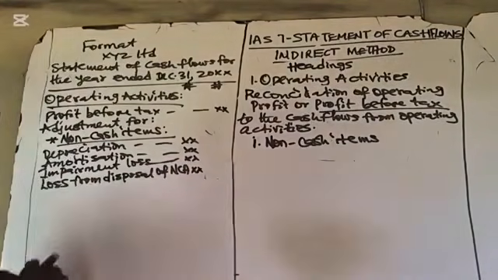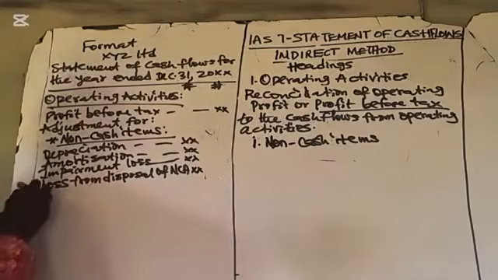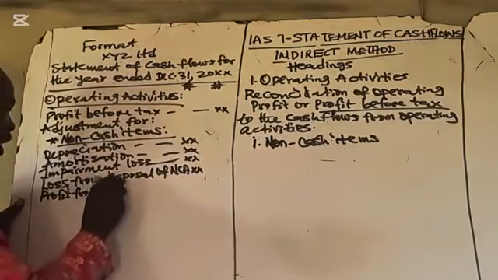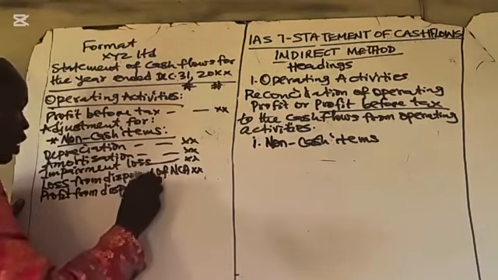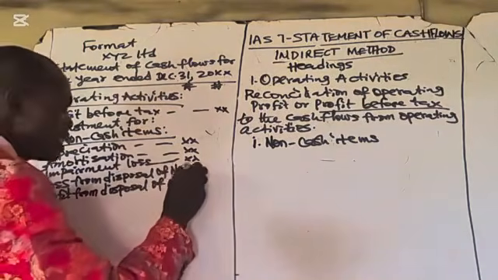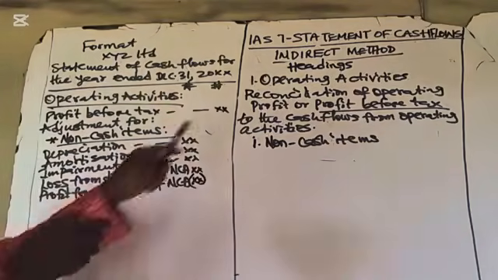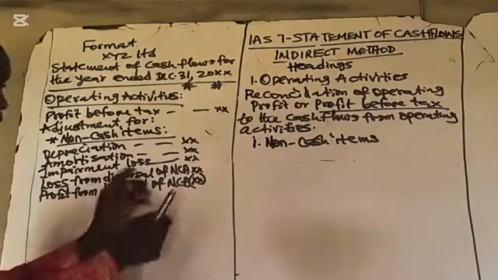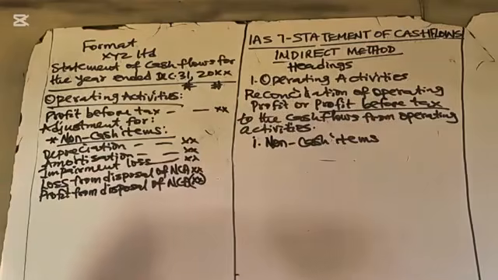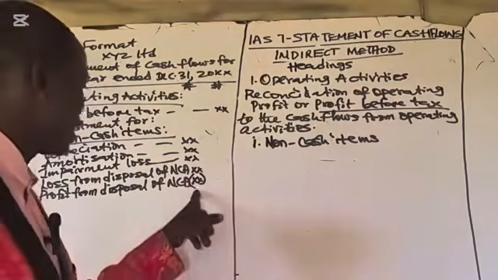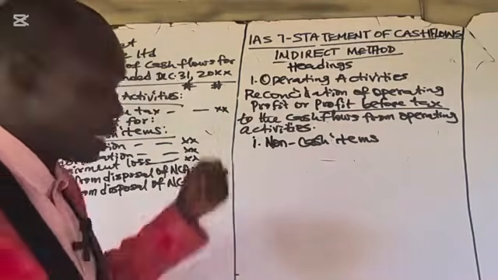Take note of that. If there is profit on disposal, profit from disposal of non-current asset, profit on its own has increased the profit before tax, it has been added before. So you will need to subtract it in order to remove its effect from the profit before tax. So profit from disposal of non-current assets will be subtracted if it is a profit.